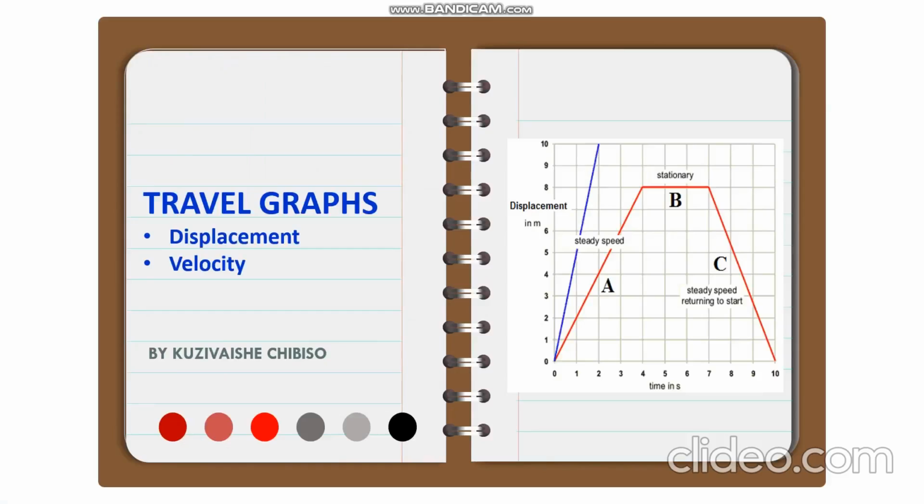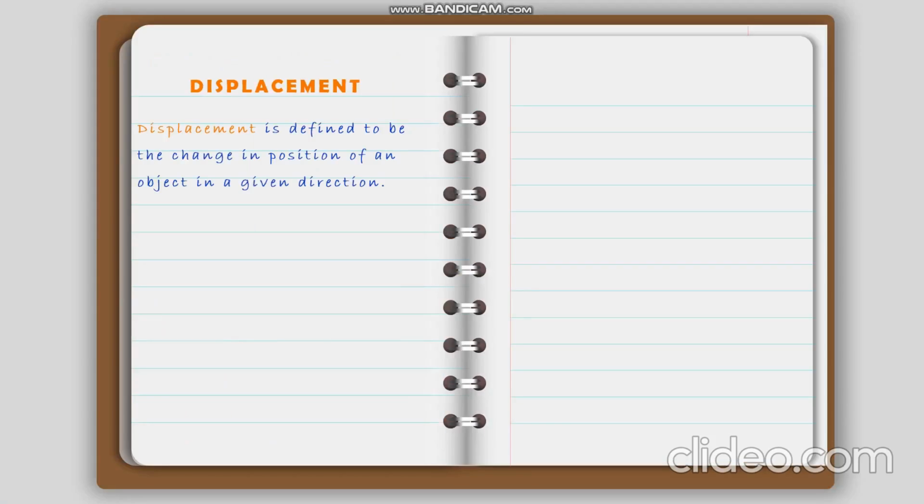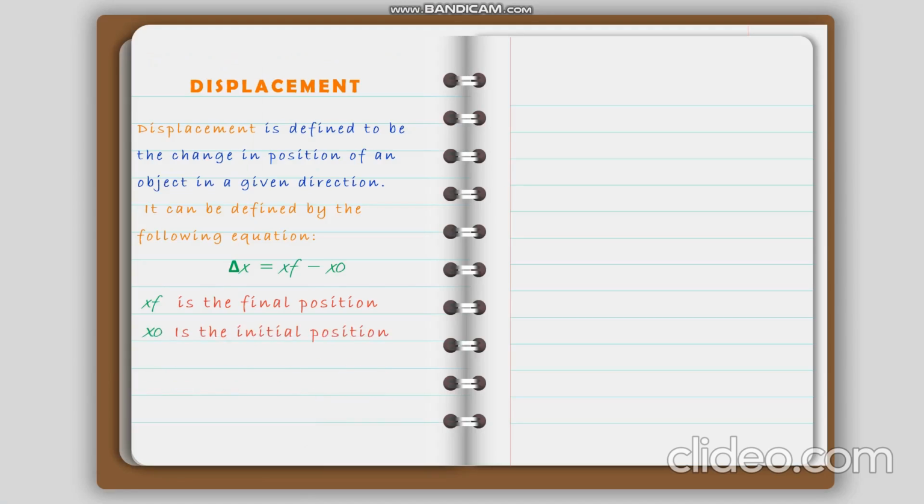So today I'm going to take you through displacement and velocity. Displacement is defined to be the change in position of an object in a given direction, and it can be defined by the following equation. Delta x is equal to xf minus x naught, where xf is the final position, x naught is the initial position of the object, and delta x is the symbol that is used to represent displacement.